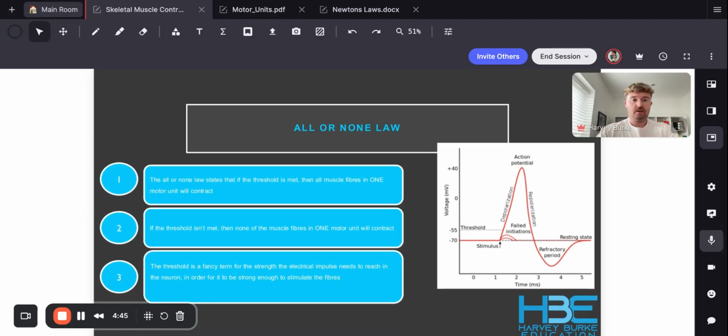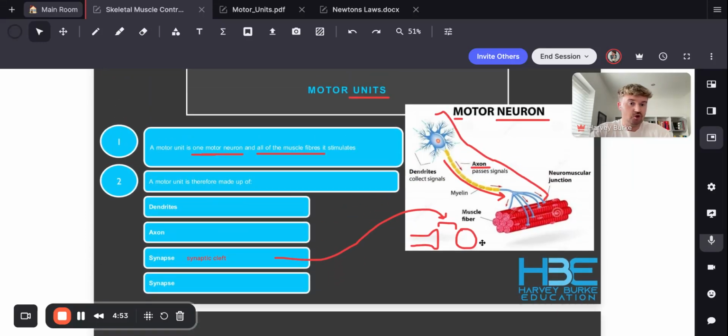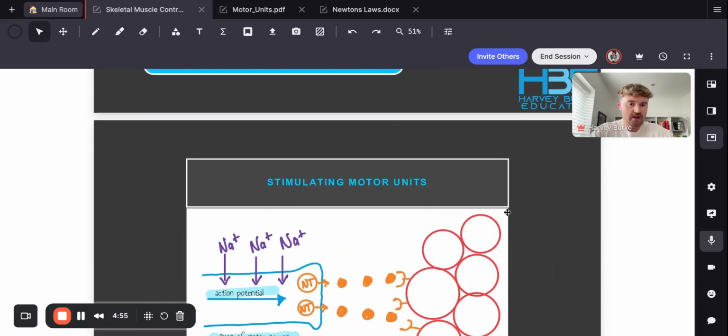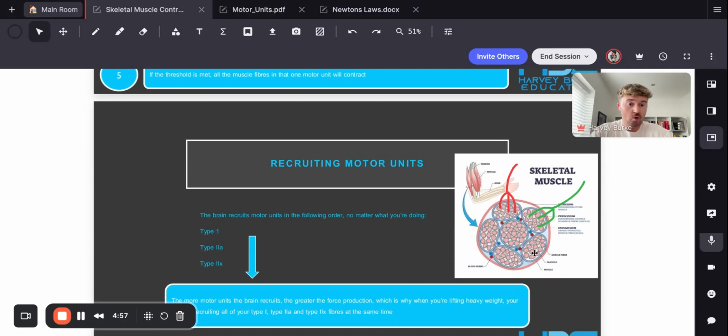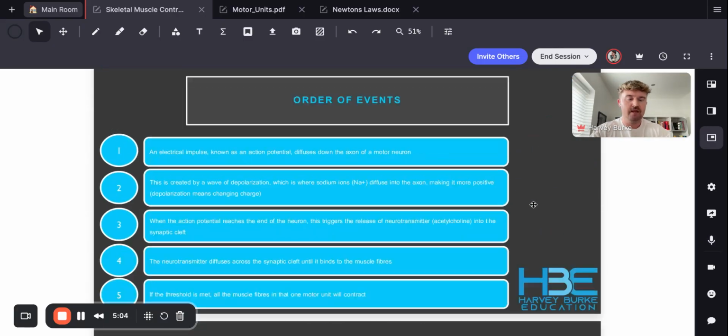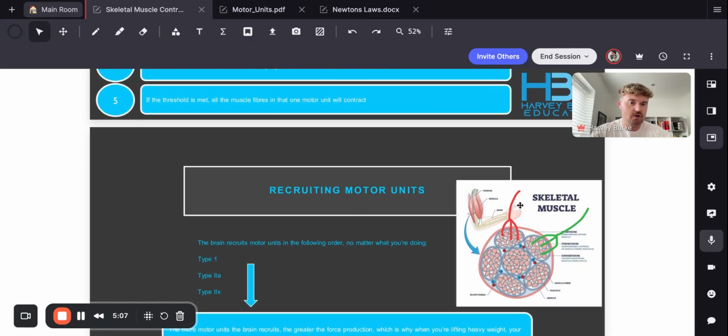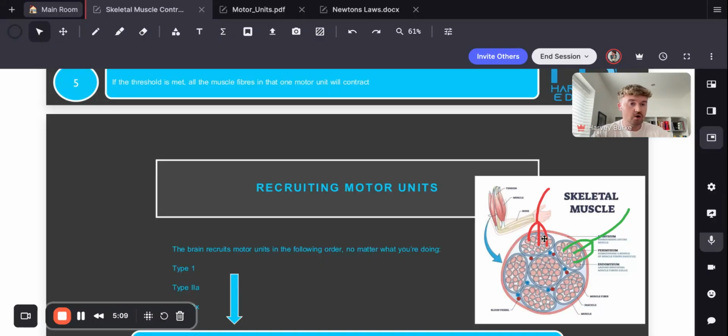Now, another important thing for both exam boards is what is meant by the all or none law. The all or none law is in the context of just one motor unit, so it's not in the context of the whole muscle. This law is not saying that the whole muscle contracts or it doesn't. It's just talking about one motor unit. So it's saying that all of the muscle fibers in this one motor unit will either contract or none of them will.